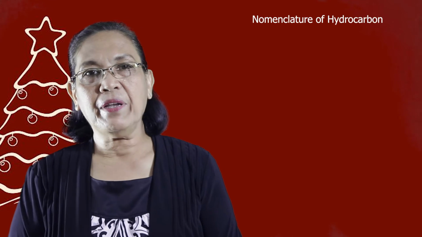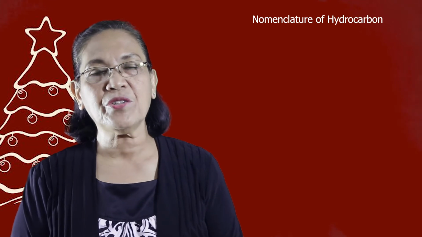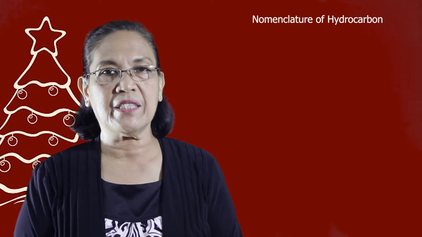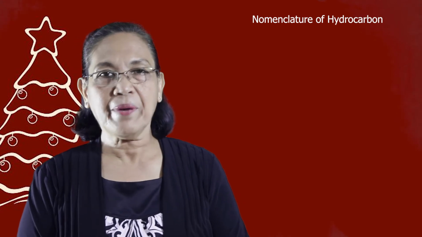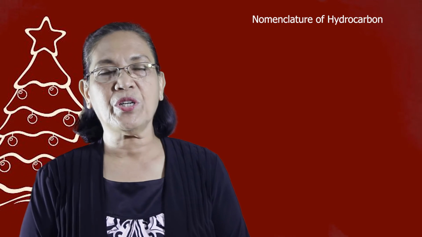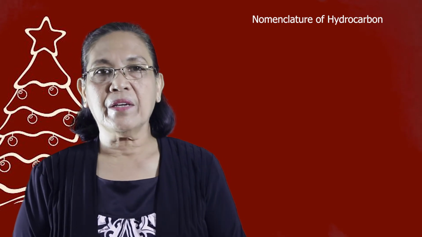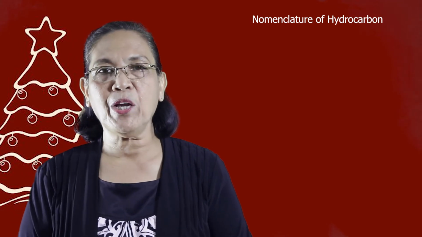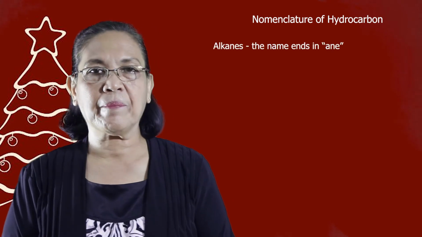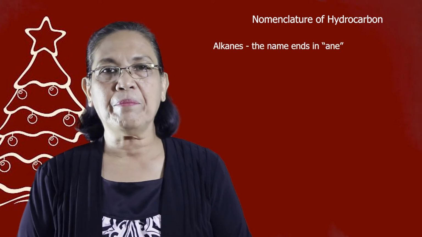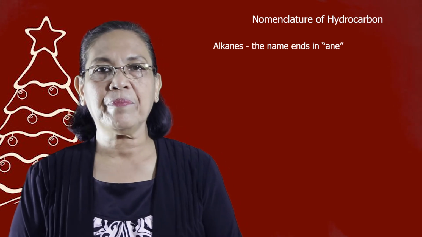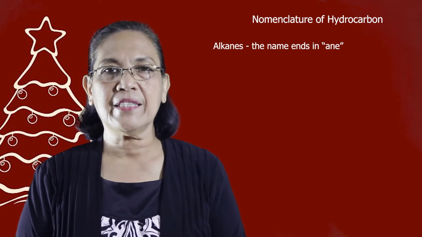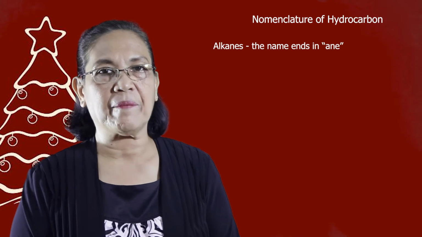Today, we will discuss the nomenclature of the hydrocarbons. I asked you in your assignment last time to read about the nomenclature of hydrocarbons. So let's start with the naming of the alkanes. We have discussed the alkanes last time: in naming them, the name ends in -ane.